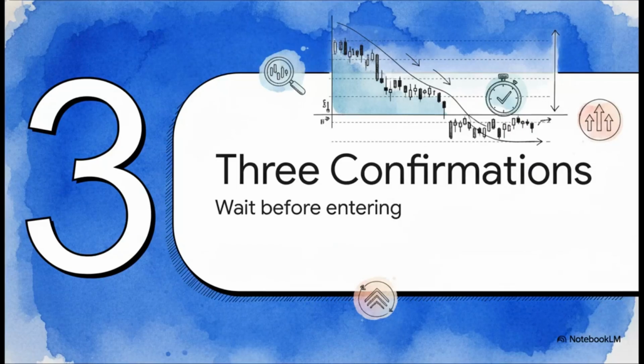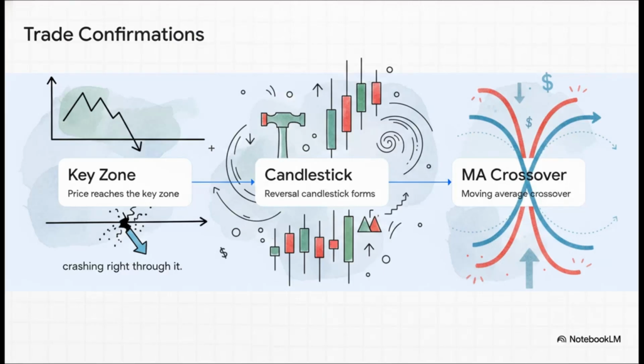All right, section 3, the 3 trade confirmations. Let's shift gears to execution and see how a patient professional actually enters a trade. Now this is where amateur impatience absolutely destroys accounts. We never, and I mean absolutely never, enter a trade immediately on the very first touch of a key zone. Just because price hits your beautifully drawn support area doesn't mean it won't just crash right through it.